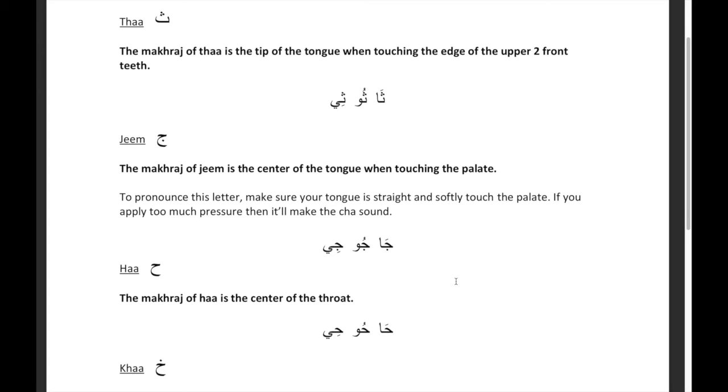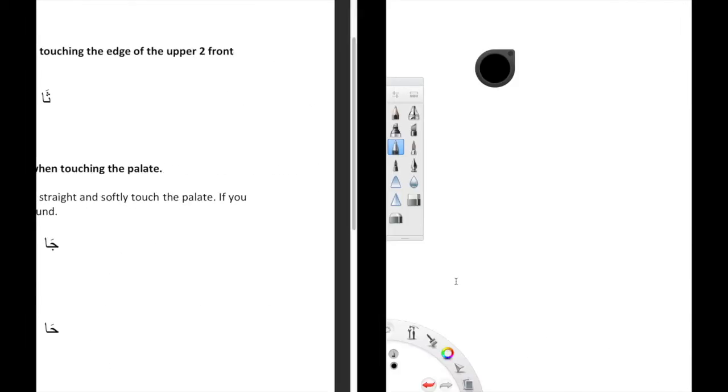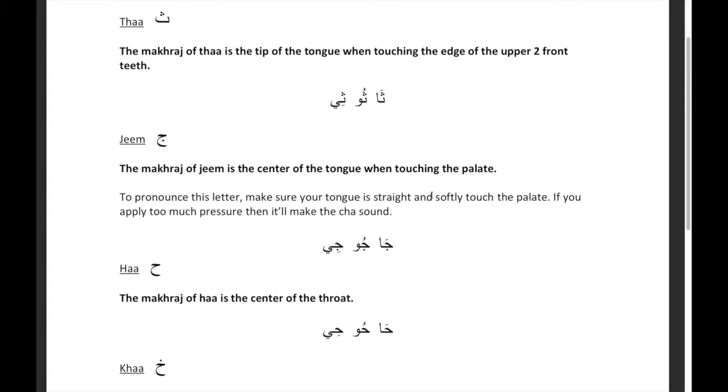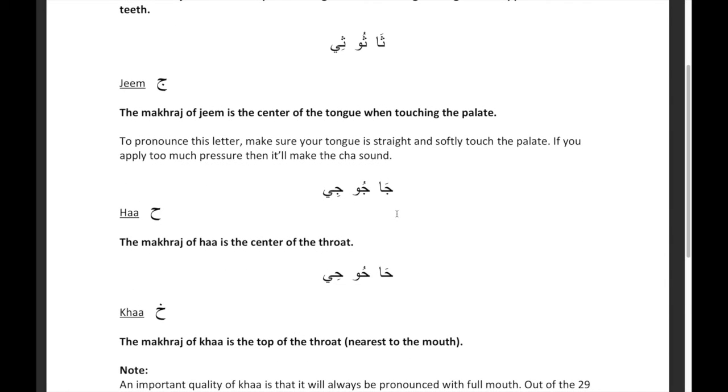Next we have jim. So the makhraj of jim is the center of the tongue when touching the palate. The center of the tongue is pretty straightforward. Center is right here, right? Ja, and touches the top palate, so the roof of your mouth. Make sure you don't touch too hard, because if you put too much pressure, it will sound like a cha. So let's go through these. Ja, ju, ji.